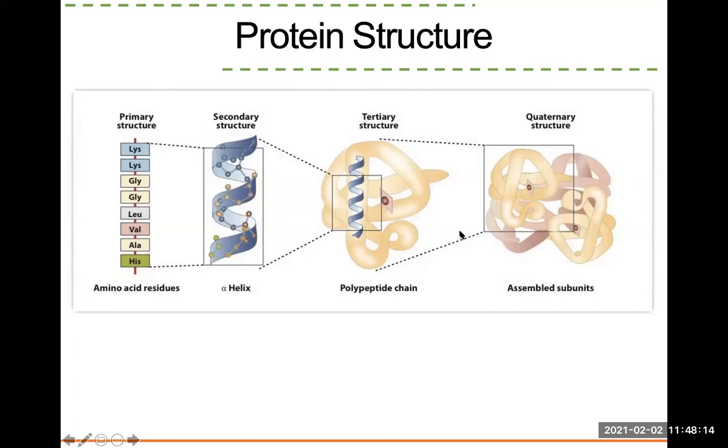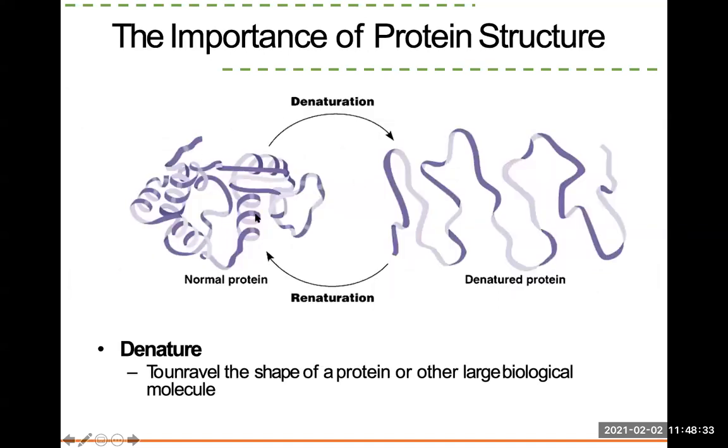So even if you understand this fully, I still want you to go back and review this on your own and maybe watch a video. There are really nice videos on YouTube if you're having a hard time with this concept. So primary structure, secondary structure, tertiary, and quaternary, 4 structures of proteins. And I said if you change this structure, it's going to change the function.